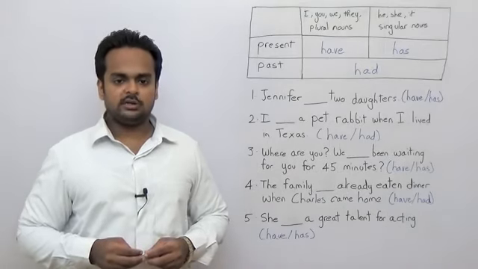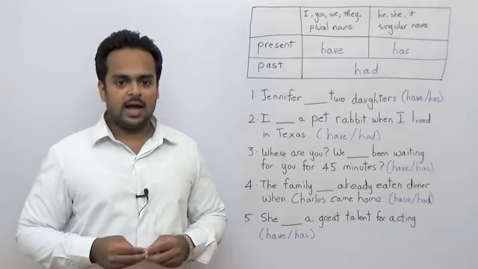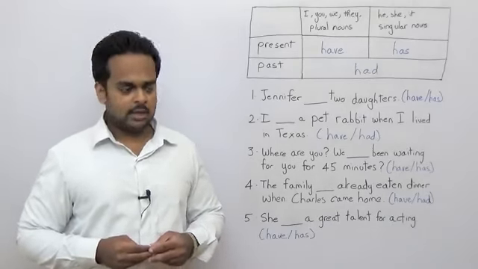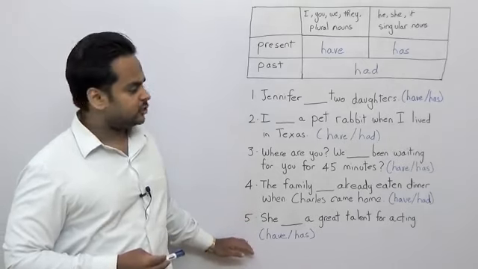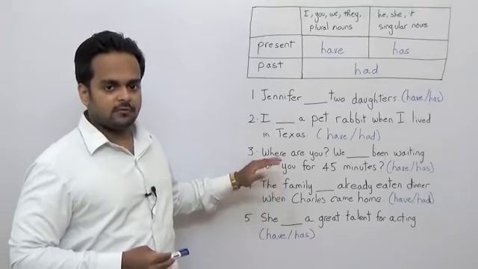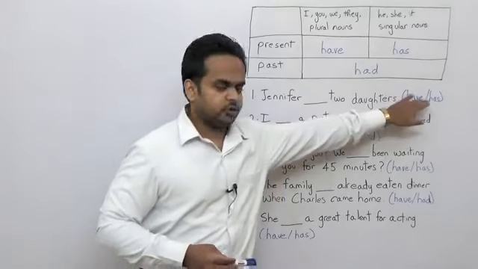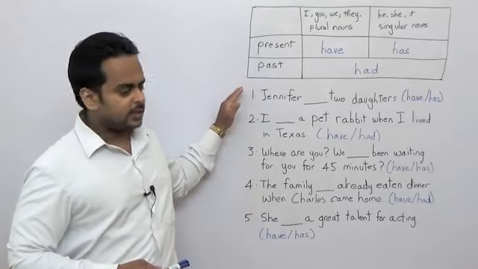Okay, now I'm going to give you a small test to see if you can use have, has, and had correctly. Here, I've got 5 sentences, and your job is to fill the blank in each sentence with the correct form of the verb from the options. Okay? Let's look at the first sentence.